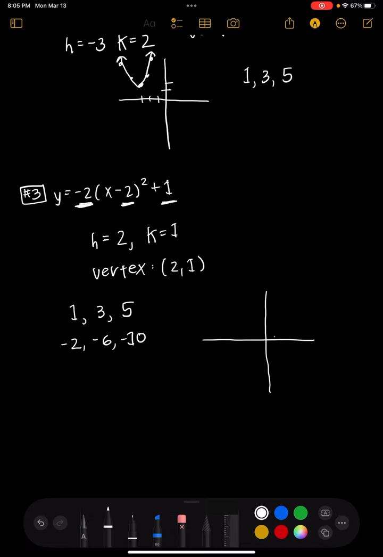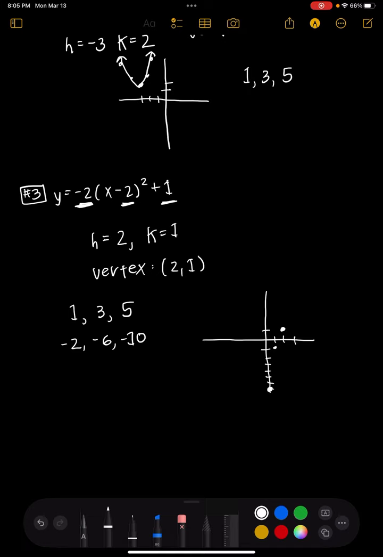So let's start by graphing our vertex. Our vertex is (2, 1). So this is kind of where we start. Then from that vertex, I'm going to go down 2 and over 1. Then I'm going to go down 6 and over 1. And potentially I could go down 10 and over 1.